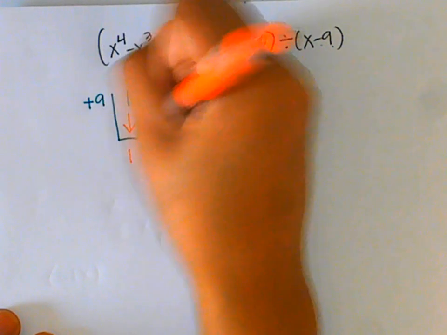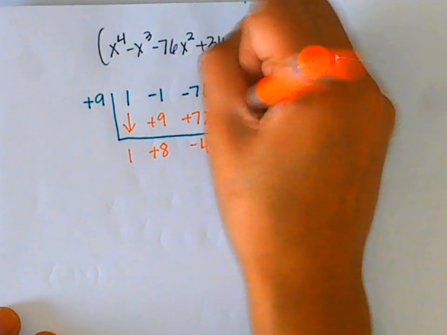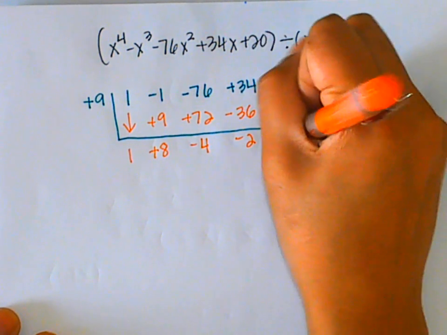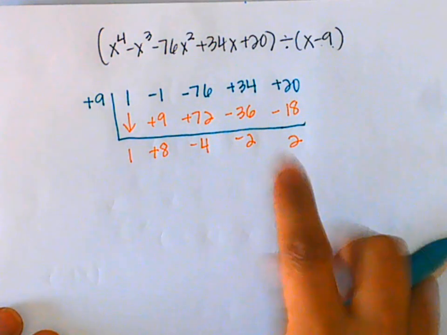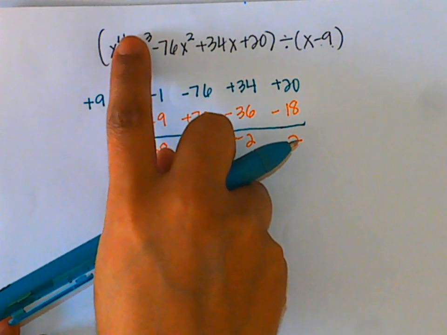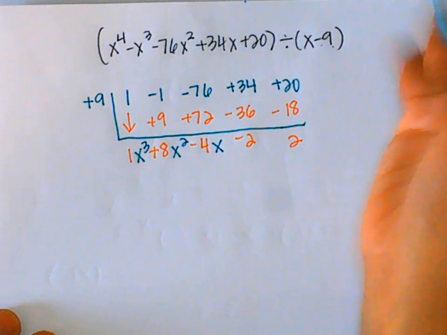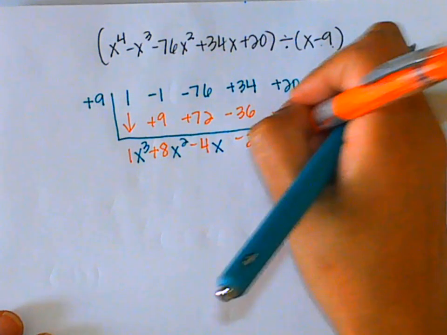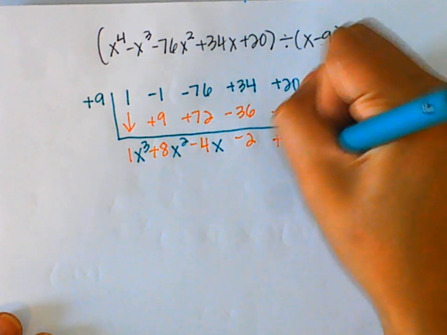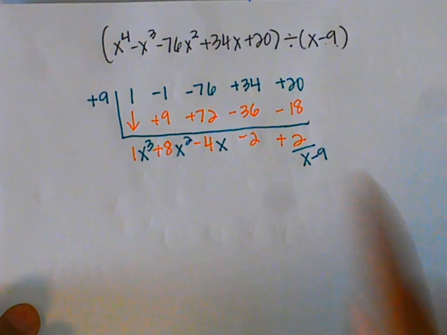Bring down, minus 18 gives me a 2. So here are my coefficients. Remember, I'm going to drop one of the variables. So from x to the 4th, it goes to x cubed. And then I just keep bringing one down. This is a plus. This is why I like to put my signs, just because then I can just write my variables and not have to worry about the other part. So this becomes my quotient.